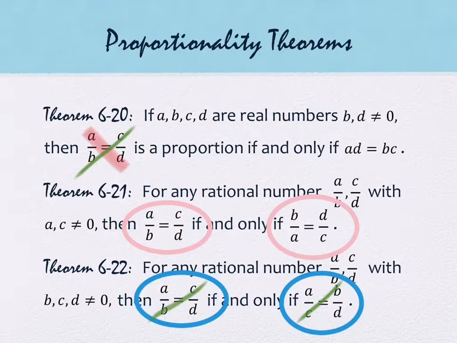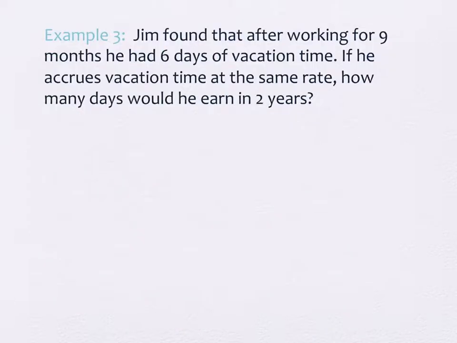Okay? So we're going to do some examples of proportions. All right, I think we'll attempt to do 3 examples today, and then we'll save the last ones for the next time. All right, Jim. Jim found that after working for 9 months, he had 6 days of vacation time. If he accrues vacation at the same rate, how many days would he earn in 2 years?